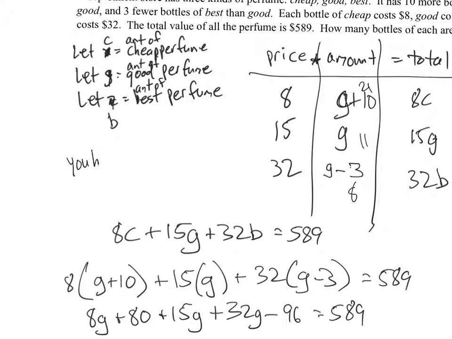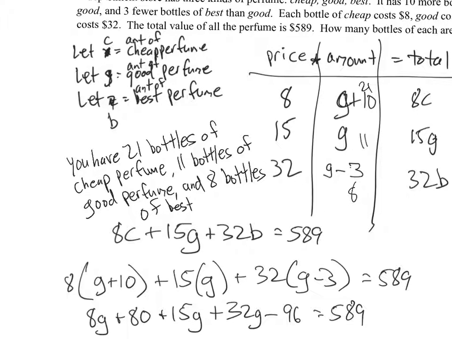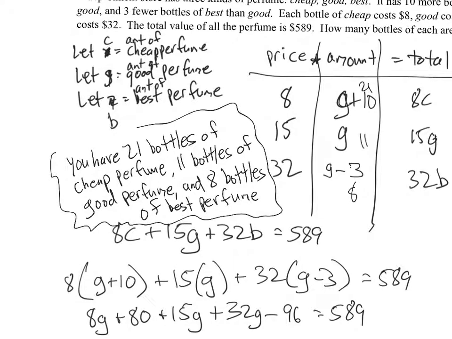So you have 21 bottles of cheap perfume, 11 bottles of good perfume, and 8 bottles of best perfume. This is super messy. Sorry about that. Maybe I can make this, there we go. Oh, that's so much better.